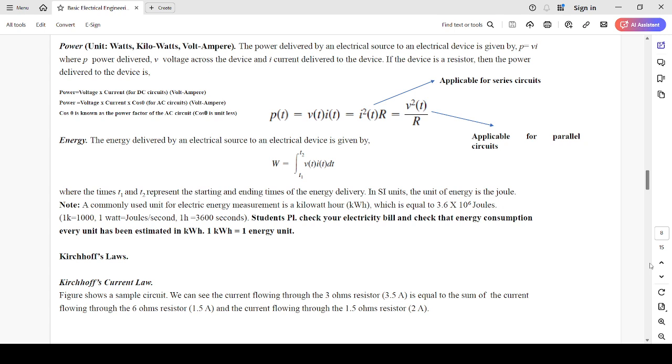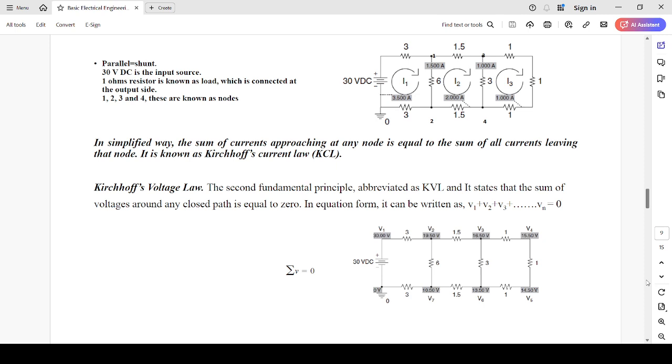The next topic of today's presentation is Kirchhoff's law. There are two types of Kirchhoff's laws. One is Kirchhoff's current law and the second is Kirchhoff's voltage law. We will take the explanation of Kirchhoff's current law with the help of a simple electrical circuit that is indicated in this figure. Kirchhoff's current law says that the sum of currents approaching any node is equal to the sum of all currents leaving that node.